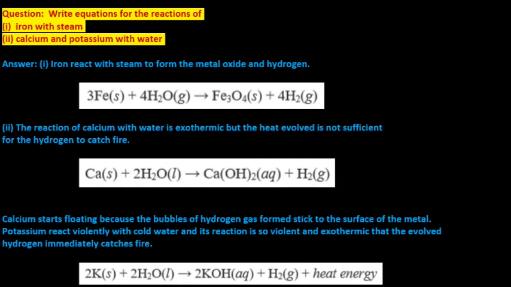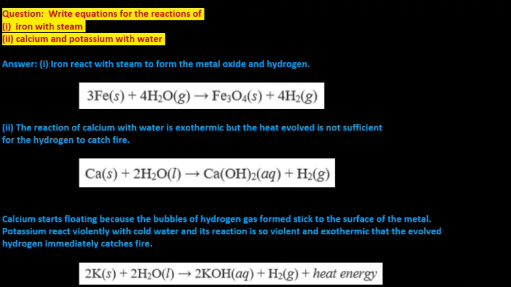Next question: write equations for reaction. First, iron with steam. Second, calcium and potassium with water. First, iron reacts with steam to form metal oxide and hydrogen. 3Fe plus 4H2O gives Fe3O4 plus 4H2.